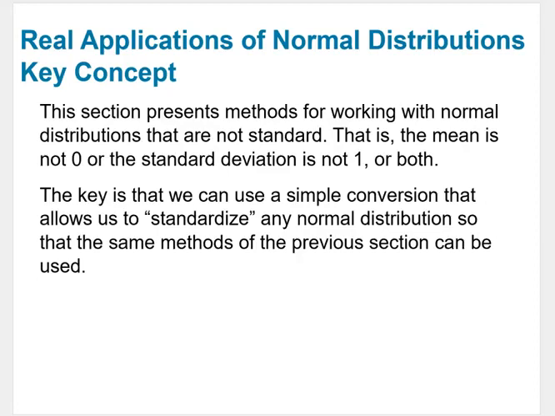All right, in this section, we'll be discussing the real applications of normal distributions. So what do we do when we have a normal distribution that doesn't have a mean of 0 and a standard deviation of 1? Or maybe it has one or the other, but not both. The simple answer to that is that we're going to standardize everything using z-scores.